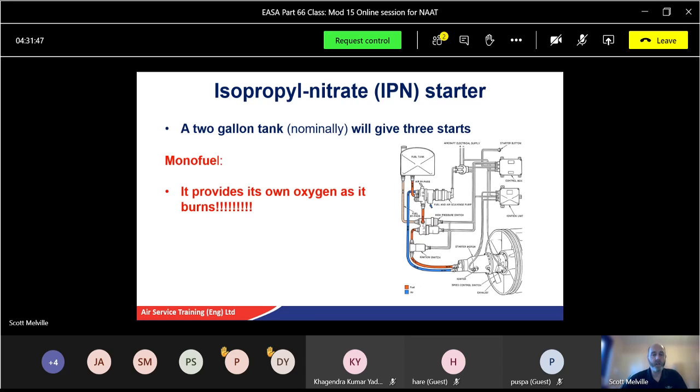So again, we tend to use it only on military aircraft. Okay, so very dangerous. If you see a military aircraft landing in an airport, like an F-16, stay away from it. It's got isopropyl nitrate beside it, or IPN. Very good for starting aircraft, but very, very dangerous. Okay, so it's isopropyl nitrate. Nasty stuff.